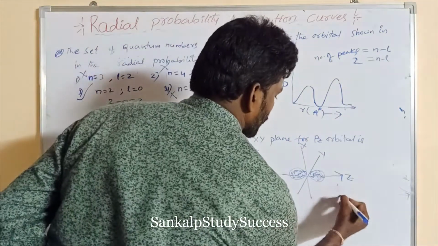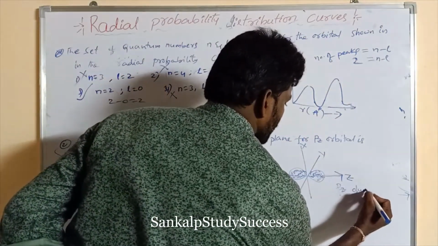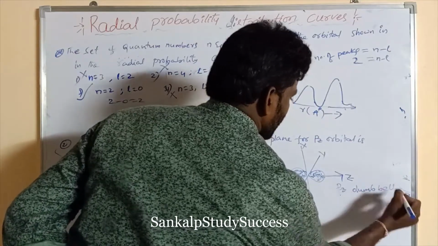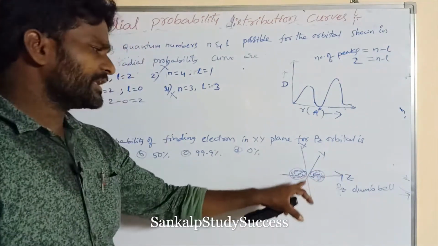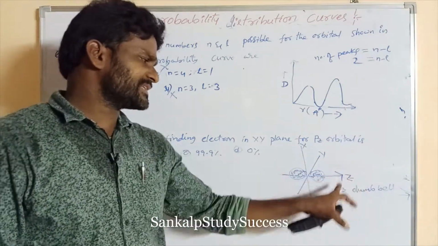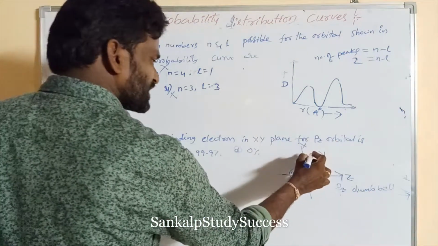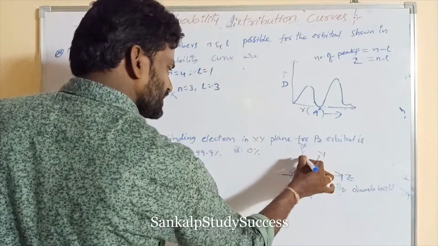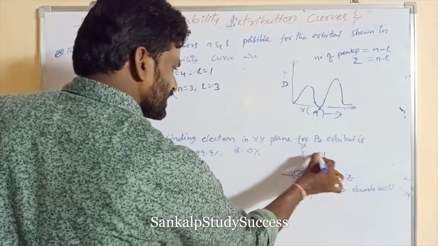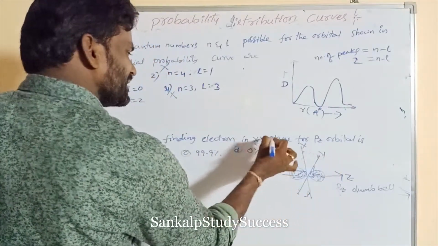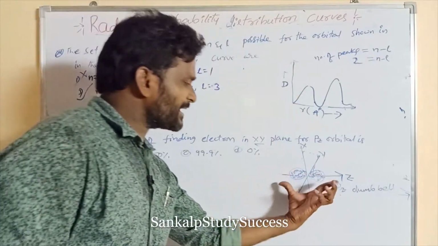What is the shape of a p orbital? Dumbbell. Here the dumbbell is along the z axis. That is the pz orbital. Here the xy plane is an imaginary plane. This imaginary plane passes through the nucleus and separates the 2 lobes.